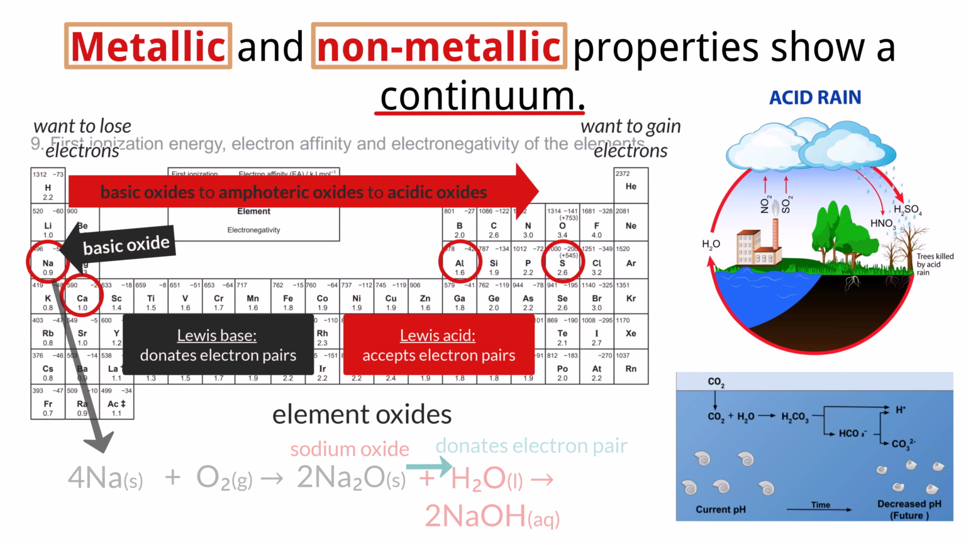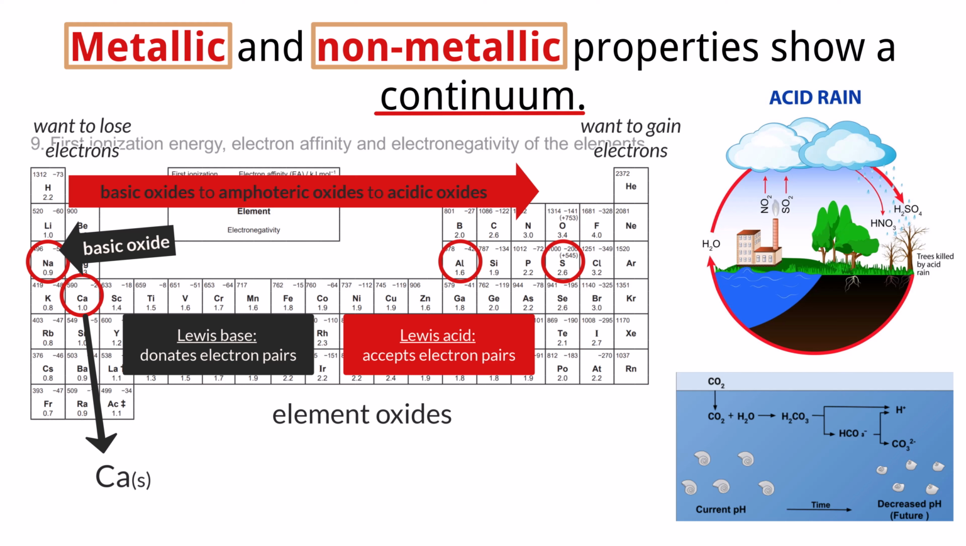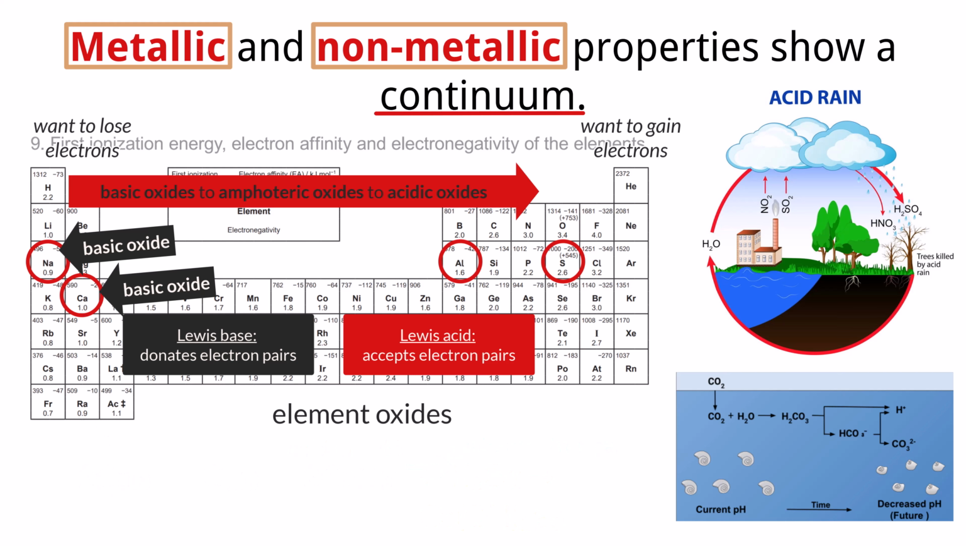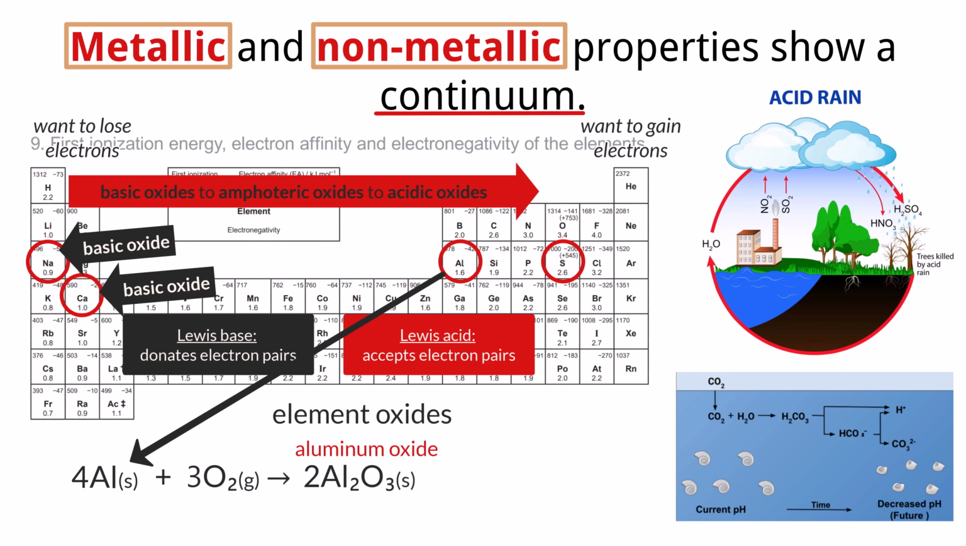If we take a look at a group 2 element, like calcium, it can also form calcium oxide. When calcium oxide reacts with water, the same thing occurs, where the oxygen donates its electrons to the hydrogen atoms in the water molecules, which form hydroxide ions. This donation of electron pairs again makes it a Lewis base. Moving further to the right of the table, we can take a look at aluminum oxide. This is a unique oxide molecule because it is amphoteric, meaning it can act as a Lewis acid or Lewis base depending upon the molecules that are present for it to react with.